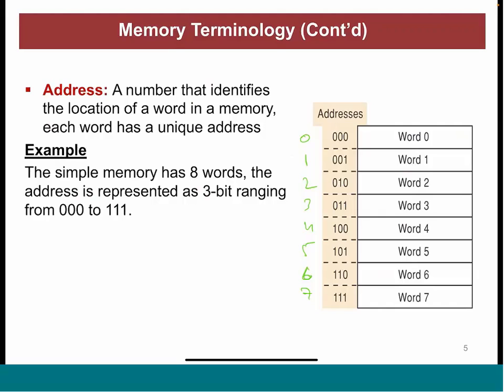Since I have 8 locations, so I go from 0 to 7, how many bits do I need here? 3 bits, right? 2 power 3 is equal to 8. So I need 3 bits. And this is what I'm using here. I'm using 3 bits for each memory location, or the address of each memory location, until 111.